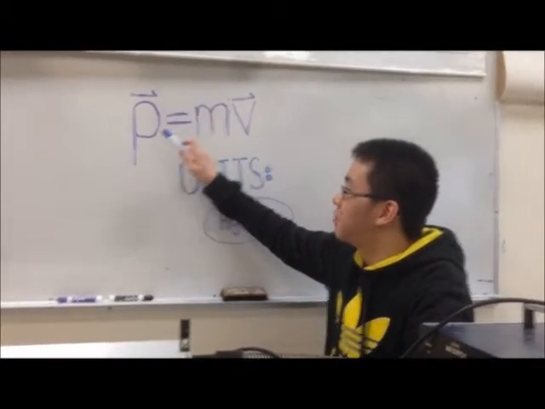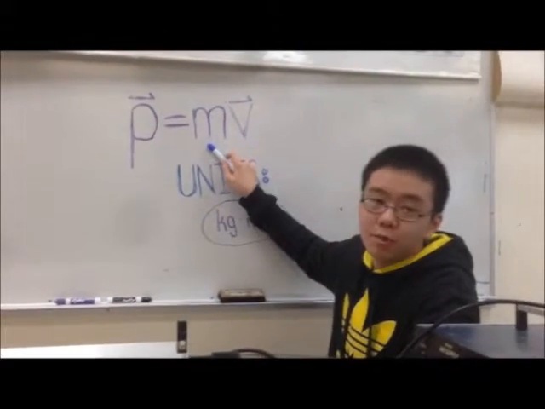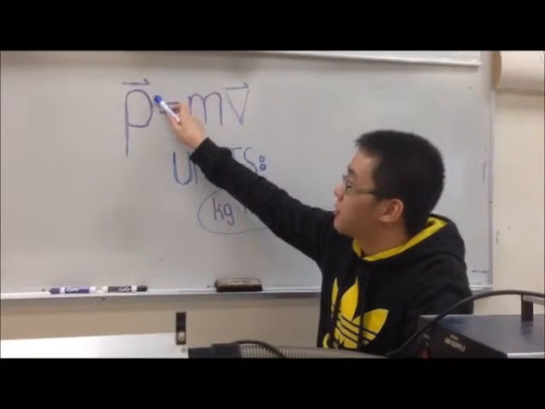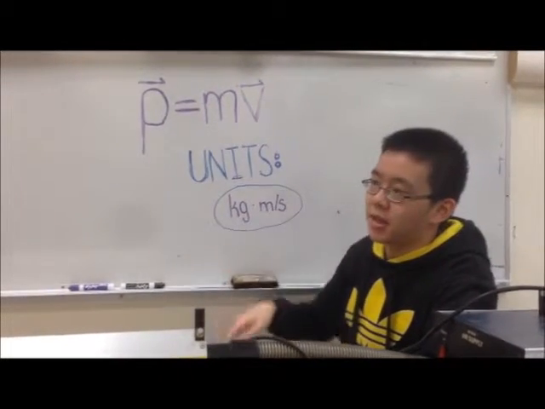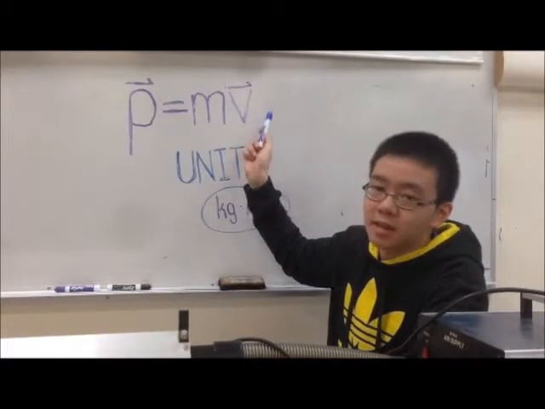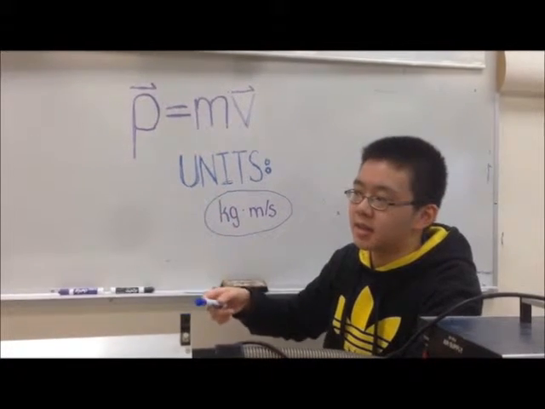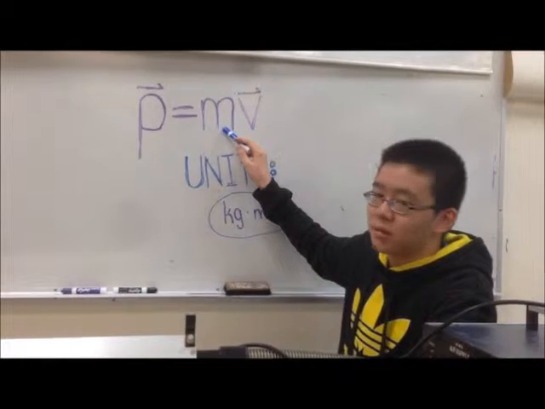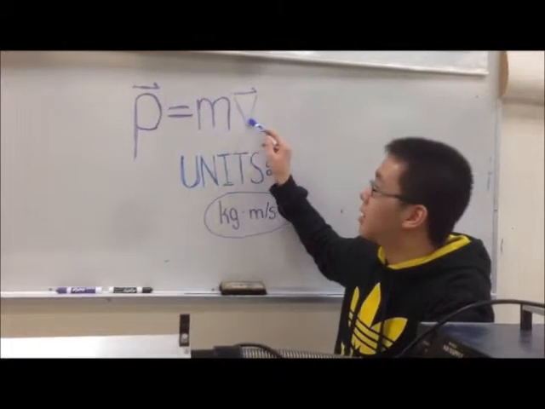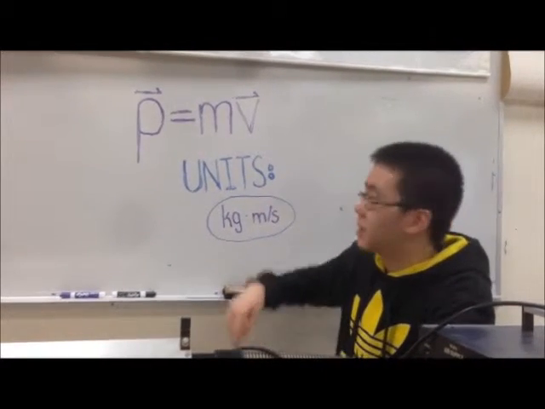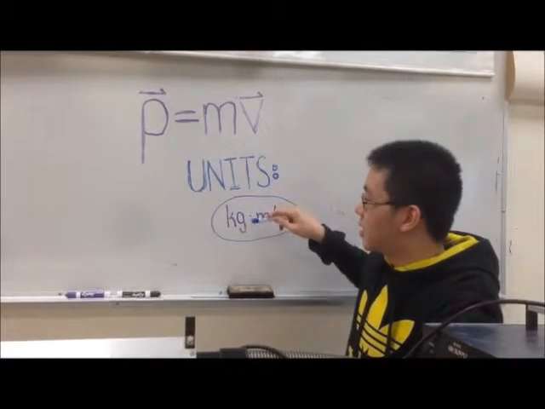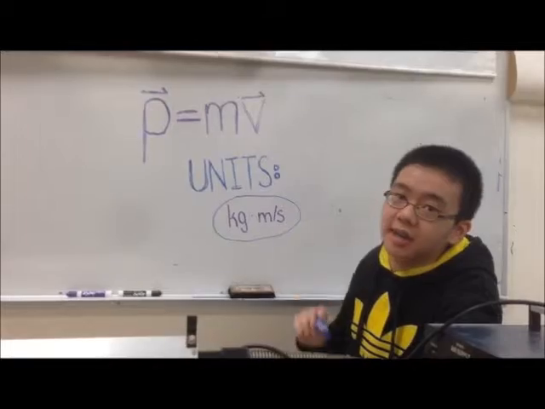In this equation, P represents momentum, M represents mass, V represents velocity. The arrows on top of P and V mean that momentum and velocity are vector quantities, and this means that direction matters. As you know, the units for mass is kilograms, and the units for velocity is meters per second. Therefore, the units for momentum, which is mass times velocity, is kilograms times meters per second.